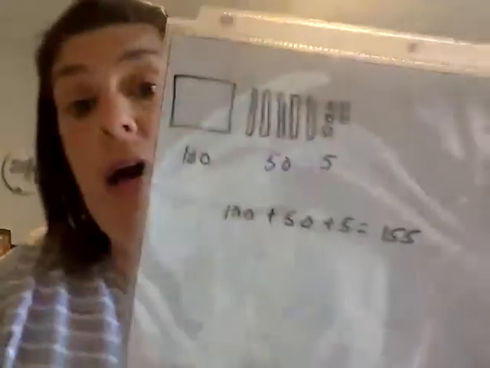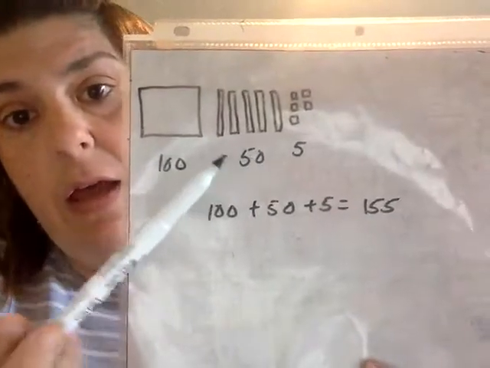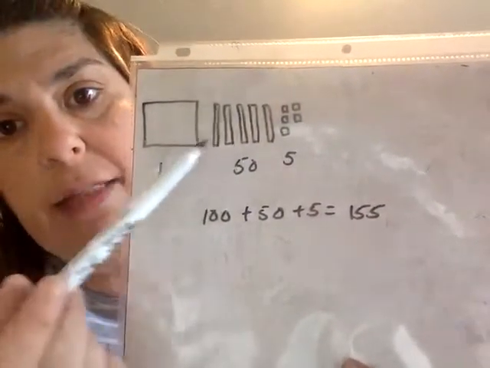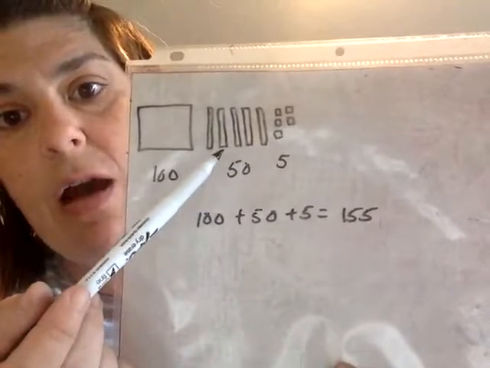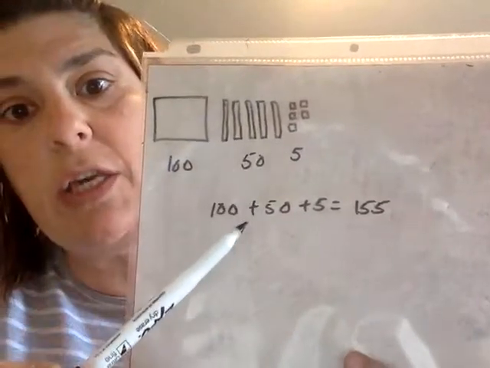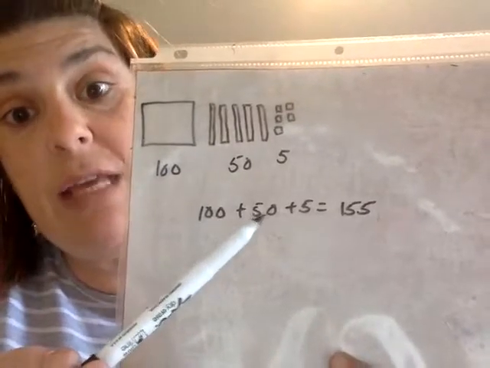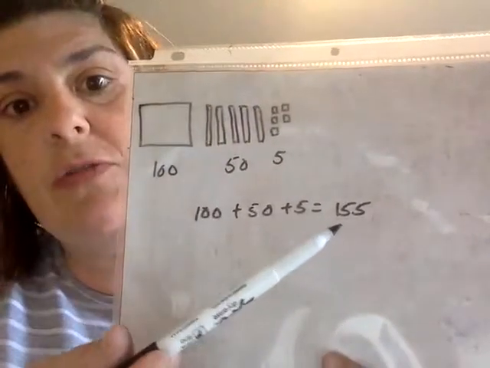While you're still working on it, Mrs. B is going to do her part. If you got 155, so did I. I have 1 hundreds flat, 5 ten rods, and 5 ones cubes. So I have 100 plus 50 plus 5, which is 155.